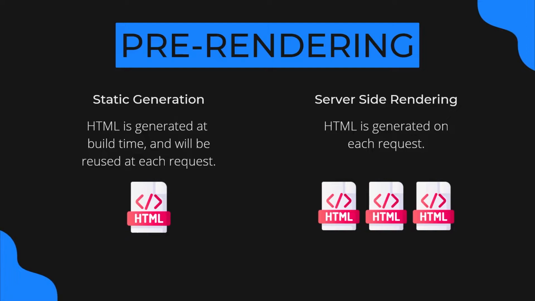There are two forms of pre-rendering: static generation and server-side rendering. The difference between them is when NextJS generates the HTML for that page. For static generation, which is always recommended when possible, HTML is generated at build time and will be reused on each request. For server-side rendering, the HTML will be generated on each request.